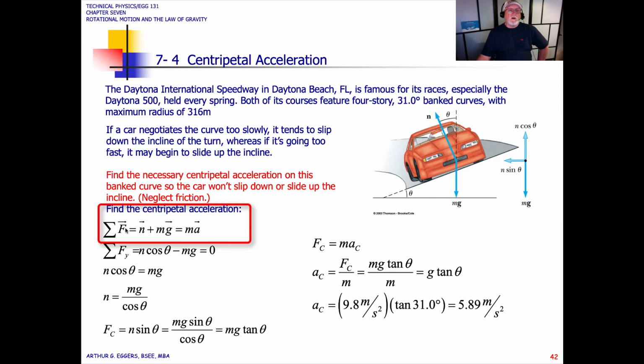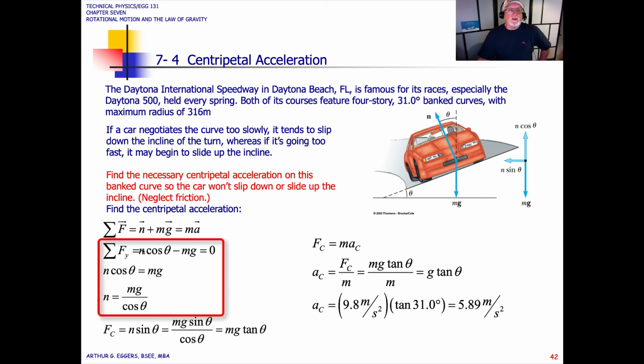So if we sum all of the forces, we let them equal the normal plus mg, and let that equal the mass times the acceleration, because we do have some movement here. If we sum only in the y direction, though, n cosine theta minus mg equals 0. So we're looking at only that up-down relationship. So n cosine theta is equal to mg, and n, the normal force, then is equal to mg over cosine theta.